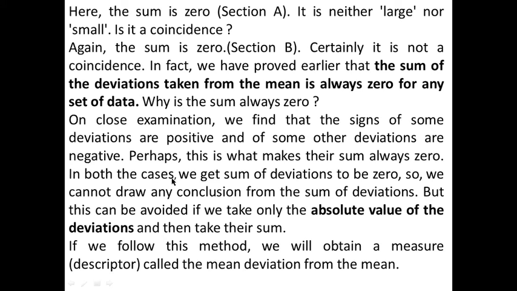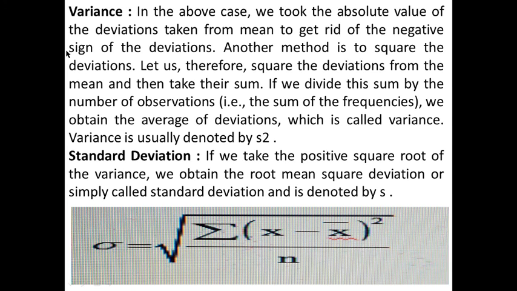In both cases, we get the sum of deviations to be 0, so we cannot draw any conclusion from the sum of deviations. But this can be avoided if we take only the absolute values of the deviations and then take their sum. If we follow this method, we will obtain a measure called the mean deviation from the mean. Variance: in the above case, we took the absolute value of the deviations taken from the mean to get rid of the negative sign of the deviations.